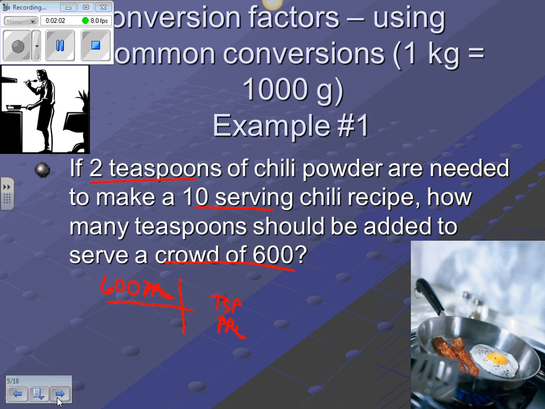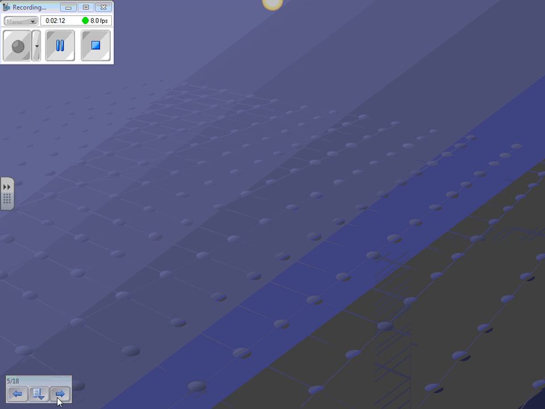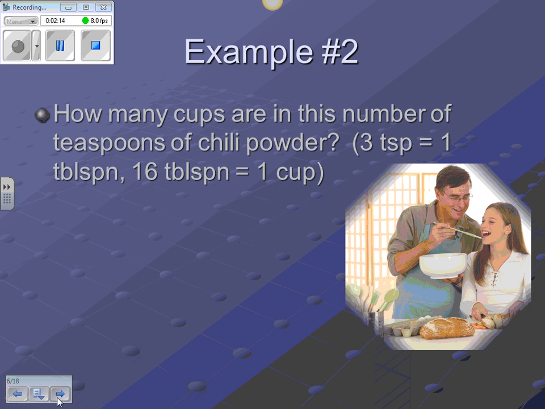The labels cancel out. I take a look. I have 2 teaspoons for every 10 servings, or every 10 people. So the problem is actually quite simple. It's just knowing how to set it up and get started. Sometimes you just have to get started.